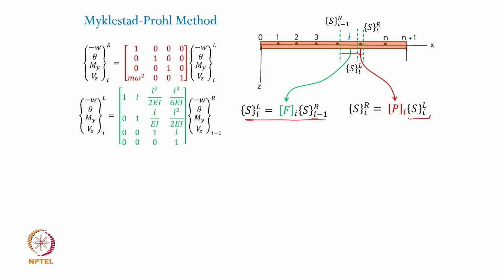Of course these are the two equations that we recall from the previous slides, and now I can replace this SiL, which is this state vector here, in terms of this state vector, and then that's how you get Pi into Fi multiplied by this state vector. In the context of both the Holzer method and the transfer matrix method, the Myklestad-Prohl method, it is extremely important to understand that the sequence of these matrices is important. You cannot flip the two matrices. It's quite clear from the state vector relationship, right?